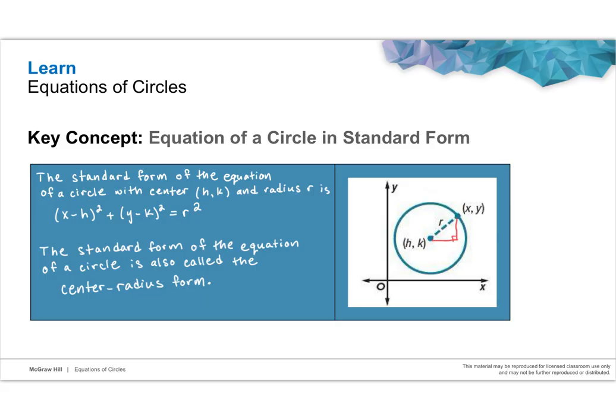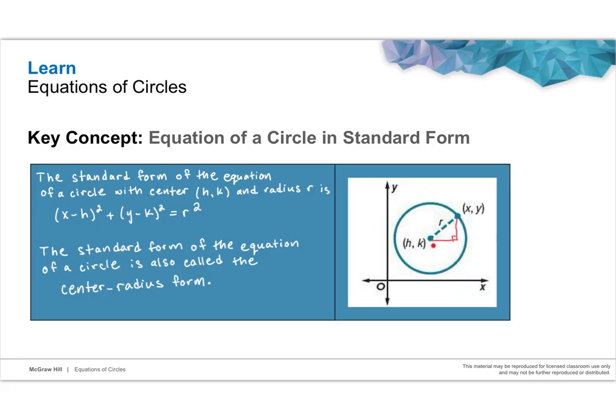And you could think about the bottom leg here as the difference between your x coordinates for these 2 points. So that would be our x minus our h. H and k are the coordinates of the center of the circle, and x and y are the coordinates of a point on the circumference of the circle or on the circle itself. This is also known as standard form and center radius form.